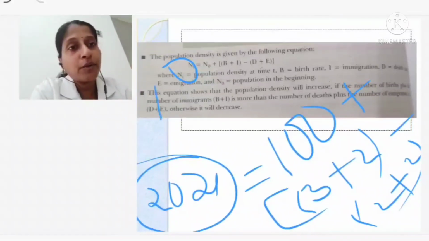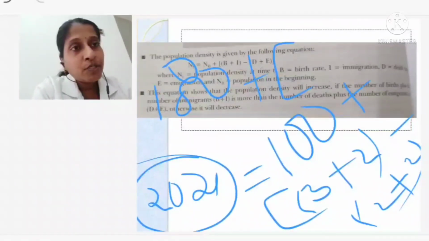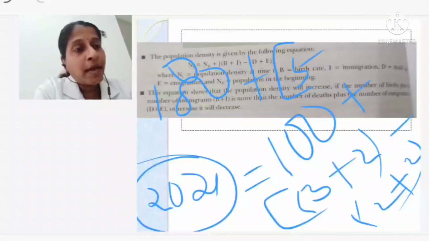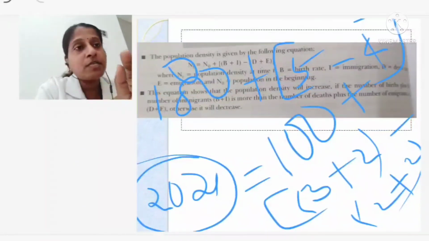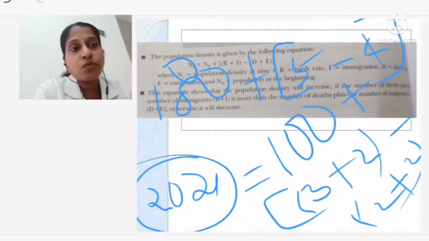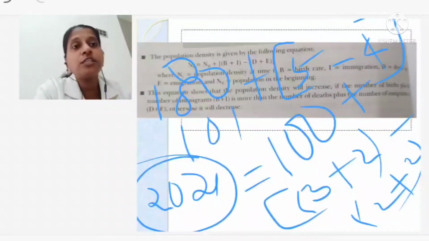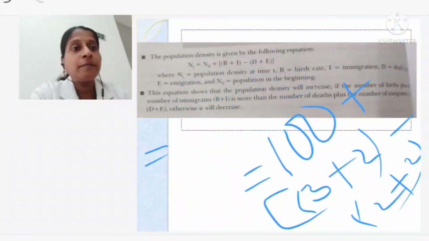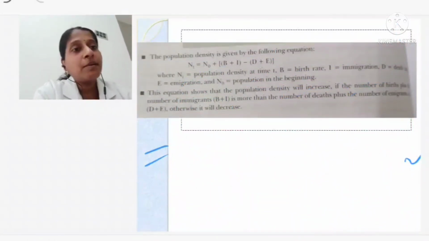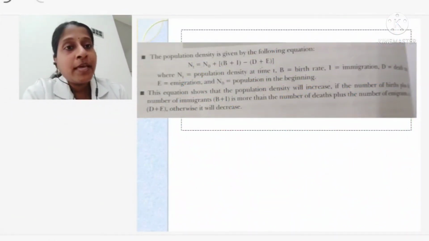So how you can calculate? 100 plus 3 plus 2 is 5, and 2 plus 2 is what? 4, isn't it? 2 plus 2 is 4. So 100 plus 5 minus 4 is what? 5 minus 4 is 1. So the population in 2021 is 101. How much I am getting? 101. Clear?